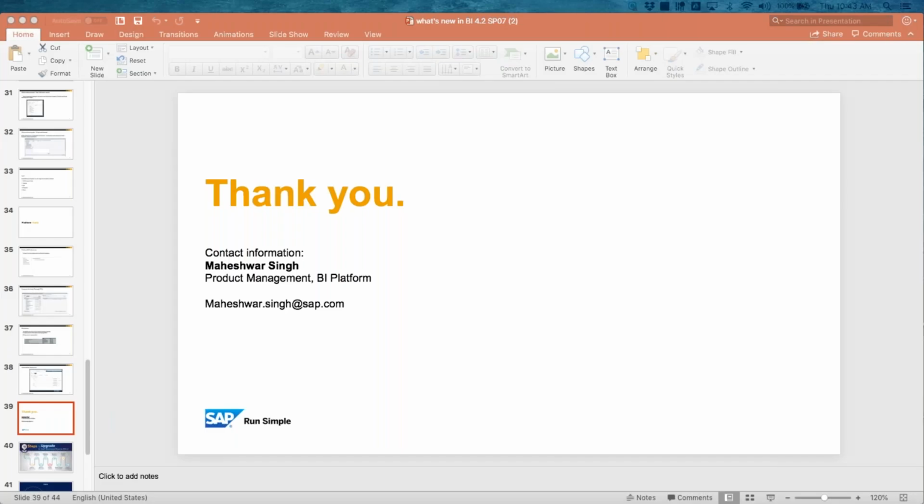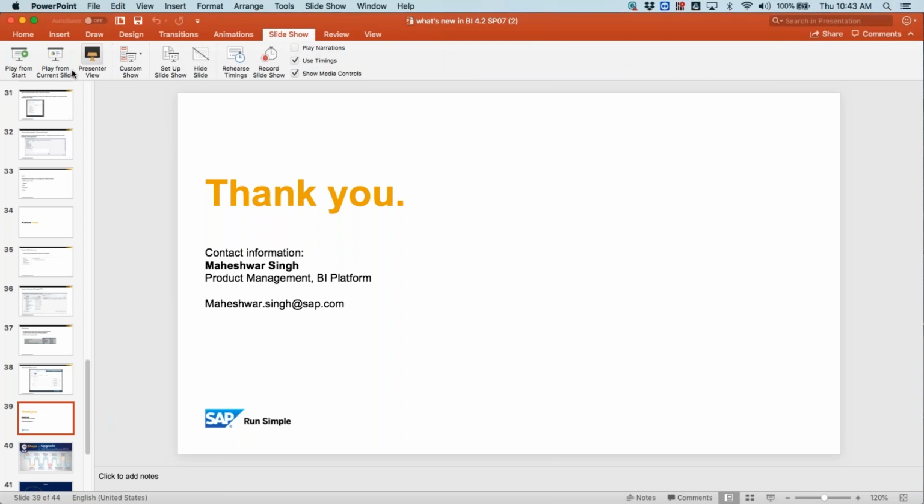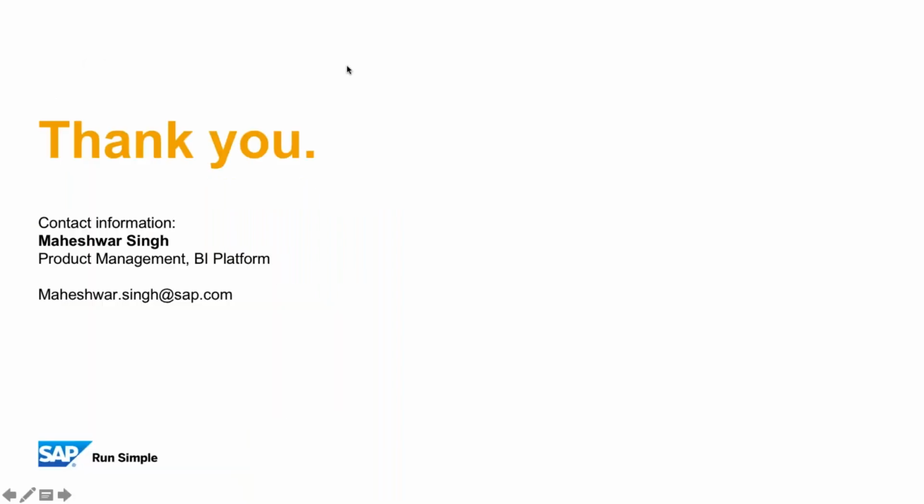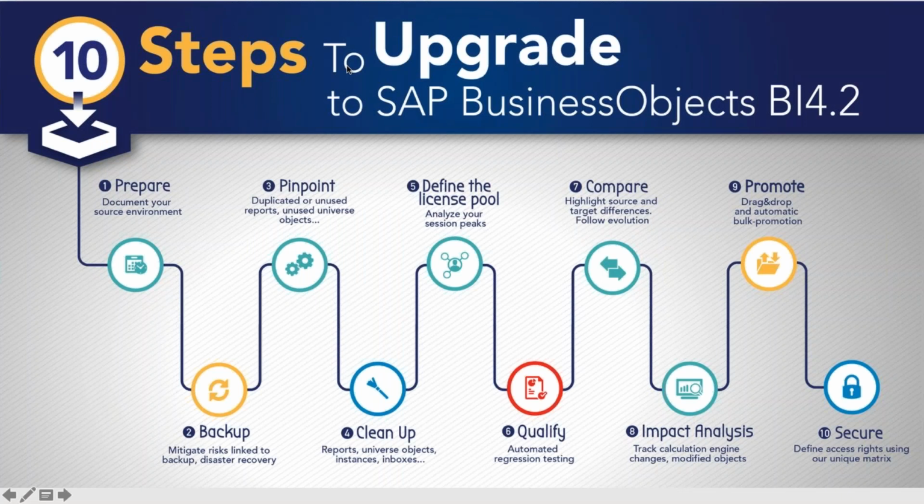And just briefly, while we wrap things up, taking advantage of 4.2 SP7 means that you're going to need to upgrade and migrate to the latest version. Pauline and I have put together a quick 10 steps around the 360 suite and how you can leverage it to help move into the latest version and take advantage of all these nice features, with less risk, greater visibility into the landscape that you have, and as quickly as possible. The first step is, how do we prepare?